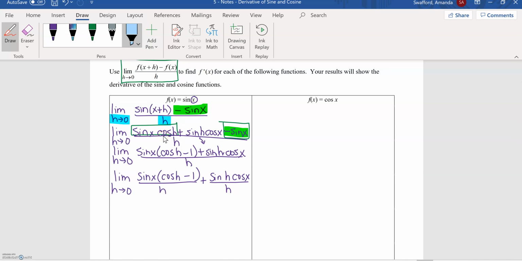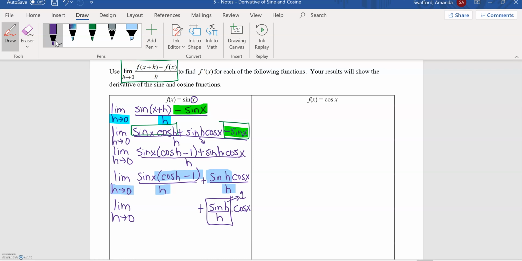Well, look here. Sine h over h, and the limit is as h goes to 0. Then we have cosine h minus 1 over h, and the limit is as h goes to 0. So we need to recall those special trig limits. If we think back to Unit 1, hopefully we will remember in the second term here that this sine h over h, the limit of this goes to 1 as h goes to 0.